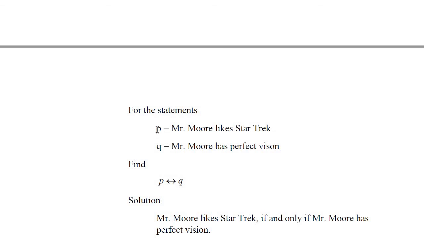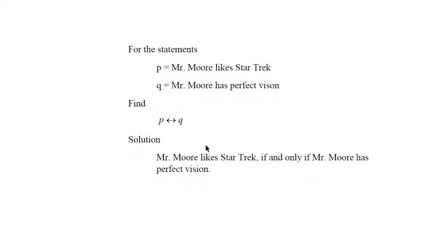So if I have the statements P, Mr. Moore likes Star Trek, and the statement Q, Mr. Moore has perfect vision, then to find the biconditional of P and Q, that would be read Mr. Moore likes Star Trek if and only if Mr. Moore has perfect vision.